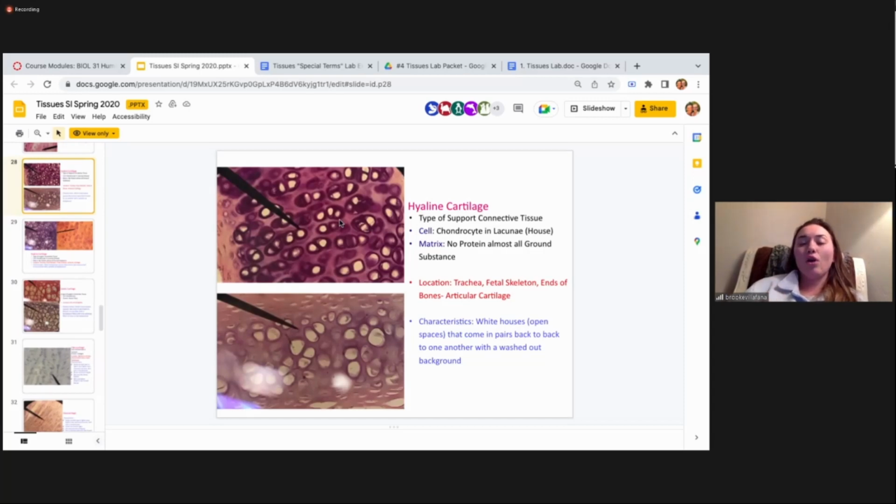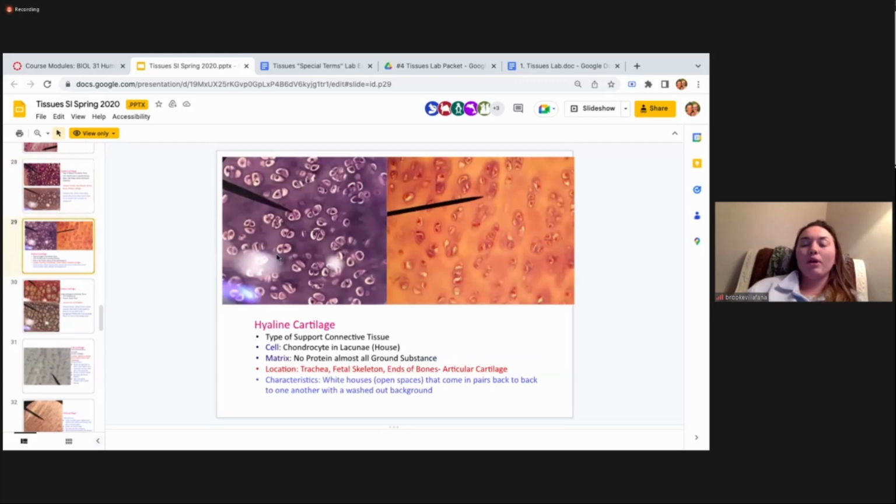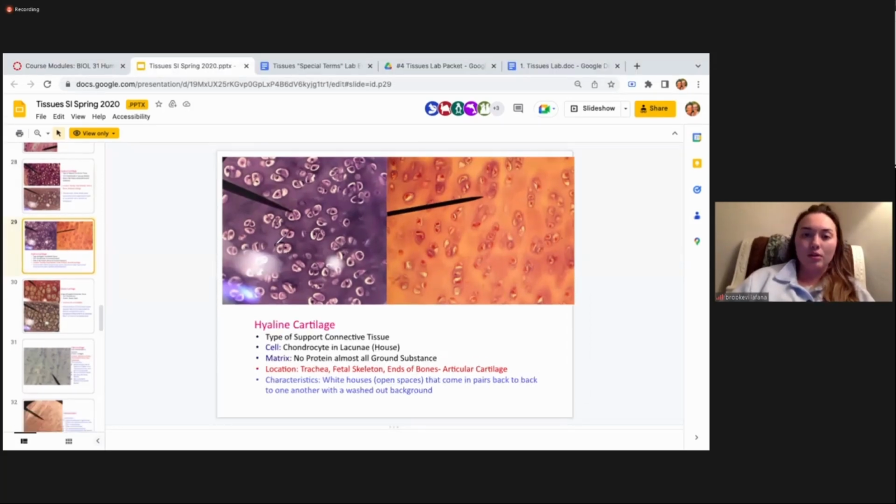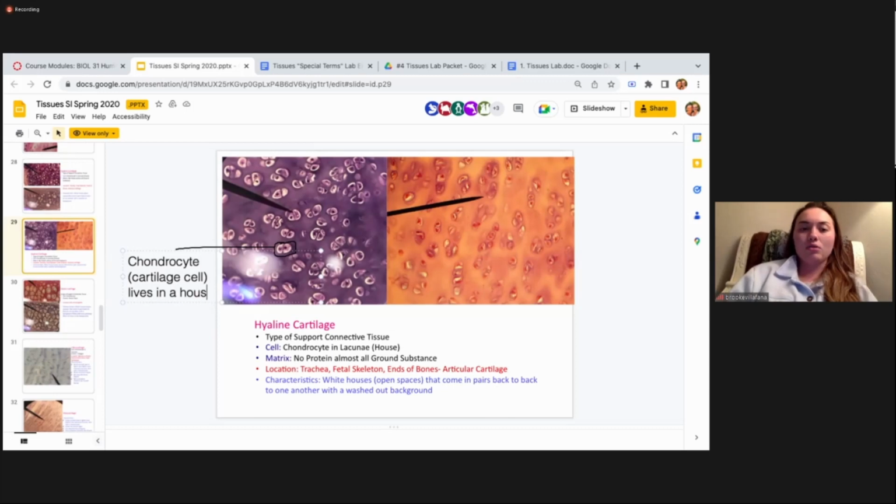In hyaline cartilage, there is almost no protein. It is almost all ground substance. So we don't have any protein in the background. It is location you need to know: trachea, fetal skeleton, ends of bones, which is the articular cartilage. Two more examples of hyaline cartilage you guys can see pretty clearly in this picture are lacuna, which is our little white circle, and then our chondrocyte. The chondrocyte is that cartilage cell, and it lives in a house, and the house is called the lacuna. So that white circle is the lacuna.